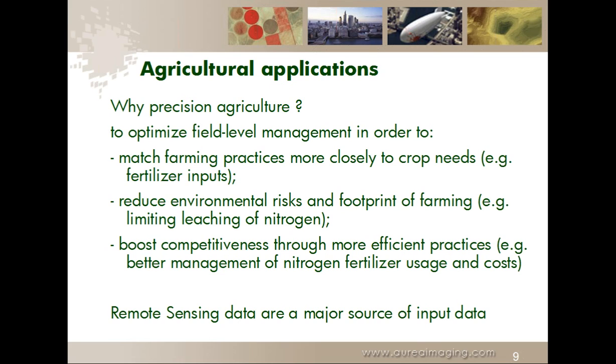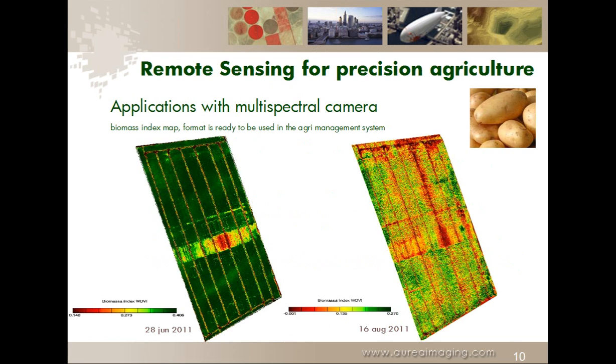So here we have some examples. This we did in July in Holland. This is a field with potatoes, and what we see here is a biomass index from June 28 and another one from August 16. The red part in the middle is an area without fertilization. So this is also used in a kind of setup to see what we can take out of the imagery.